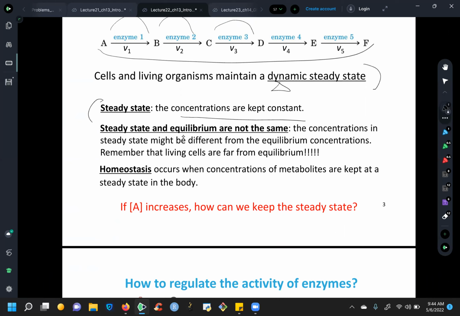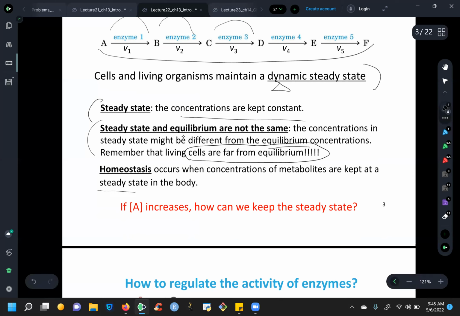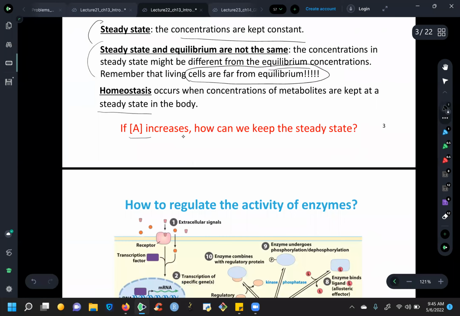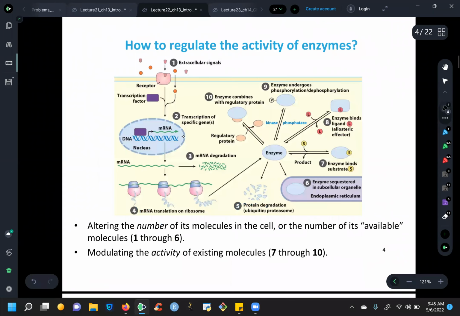Steady state and equilibrium are not the same thing. That might be on a multiple choice. The concentrations in steady state might be different from the equilibrium concentrations. Remember that living cells are far from equilibrium. Yes, because otherwise we would be dead. Homeostasis occurs when concentrations of metabolites are kept at a steady state in the body. So if the concentration of A increases, how can we keep the steady state? How do we regulate the activity of enzymes?